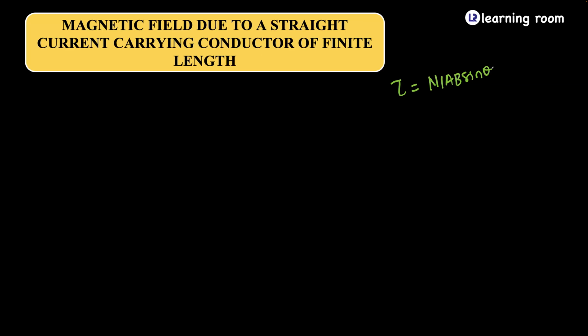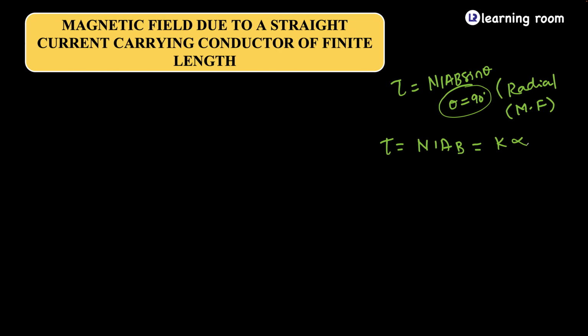Okay, so torque is equal to NIAB sin theta, right? Now theta is equal to 90 degrees. What is that called? It is because of something called a radial magnetic field. You remember this, right? Due to the radial magnetic field, when you put theta equal to 90, it will be NIAB. And we equated this to K times alpha, where K is called the torsional constant and alpha is the number of divisions the galvanometer has turned through, right?